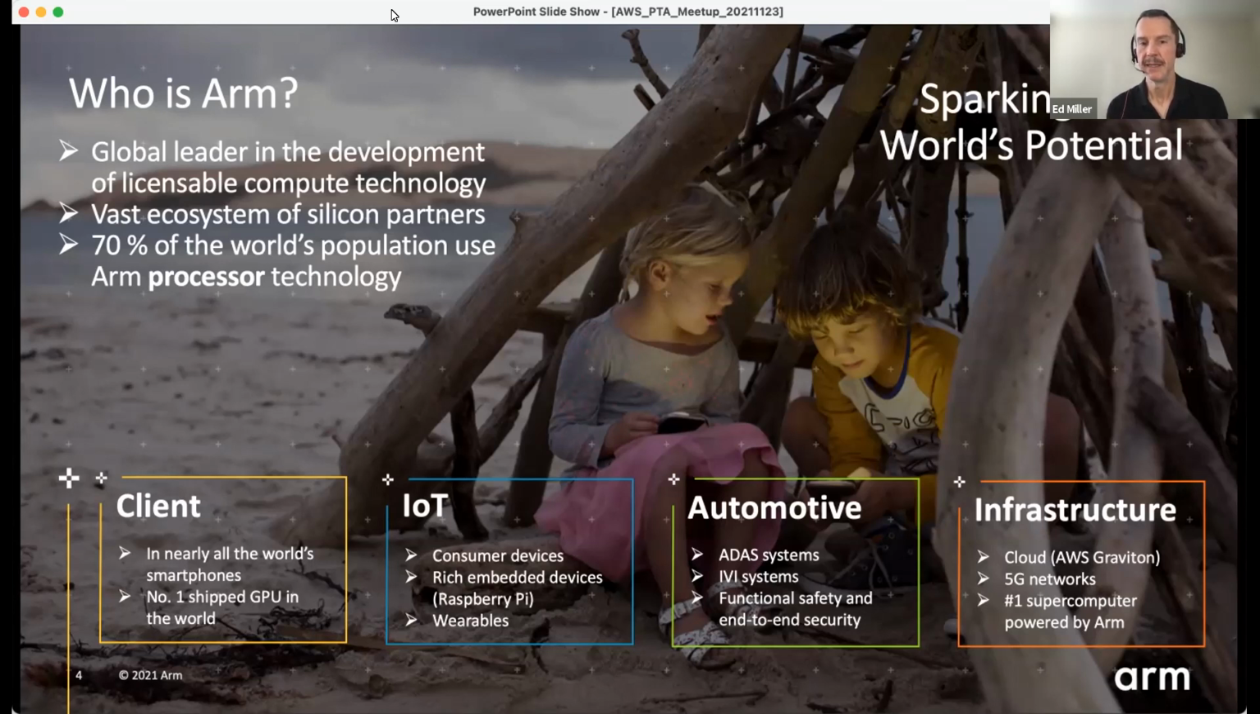In the IoT space, we're in many consumer devices, a lot of rich embedded devices that might be used in industrial applications, or for those of you familiar with the Raspberry Pi, that's based on ARM processors as well. And a lot of wearable technologies make use of our ARM compute technology. We're in a lot of automotive applications, and also in infrastructure. And for AWS, you may be familiar with their Graviton instances. Those are also built on ARM processor technology.